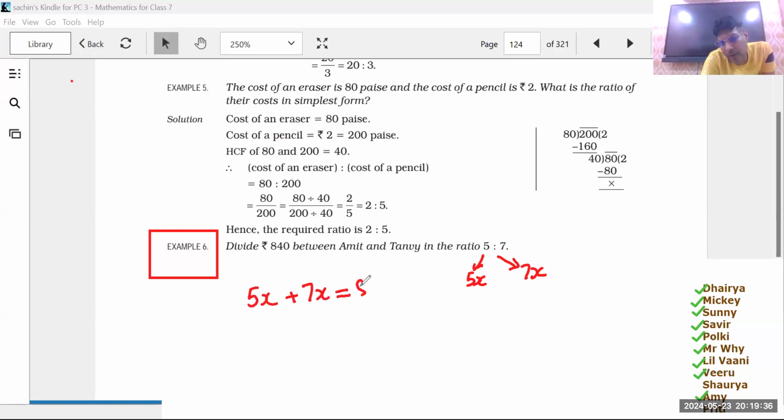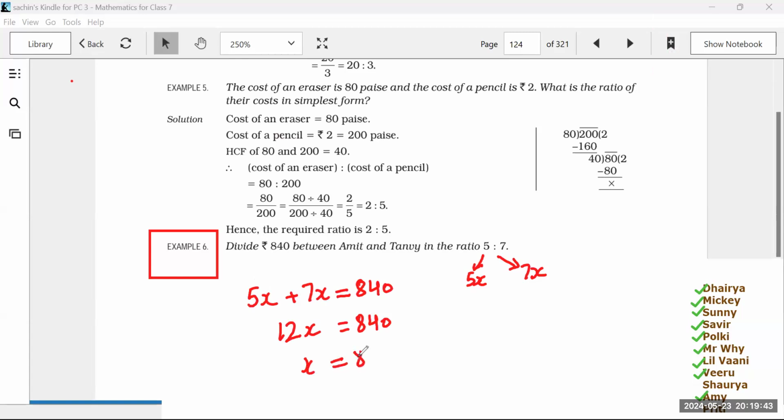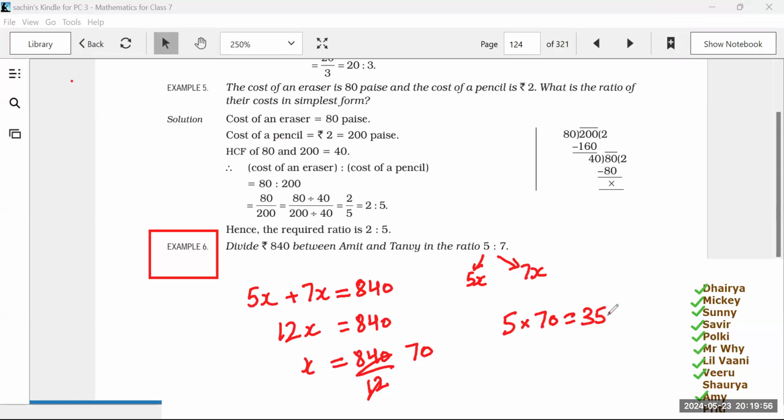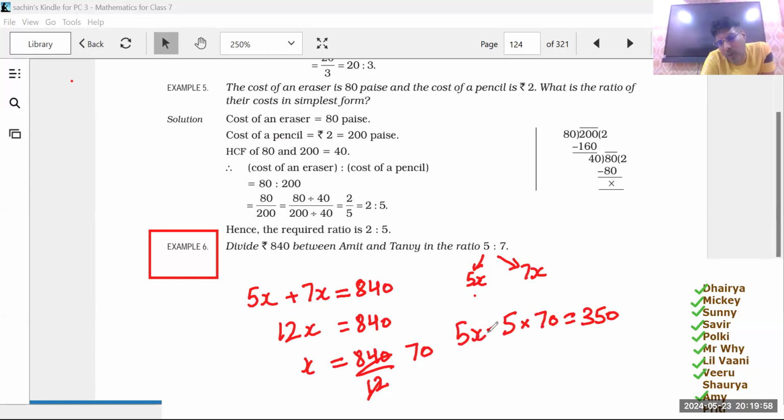So 5x plus 7x is equal to 840. 12x is equal to 840. Yes, sir. x is equal to 840 divided by 12. Yes, sir. That is equal to 70. So 5 into 70 is equal to what? 350. Because 5x is equal to 5 into 70. 7x will be equal to 7 into 70, which will be 490. So total will be 840.